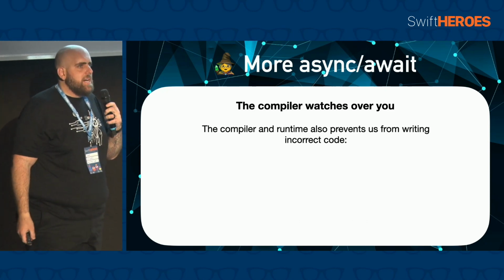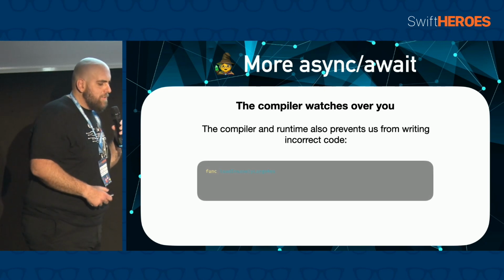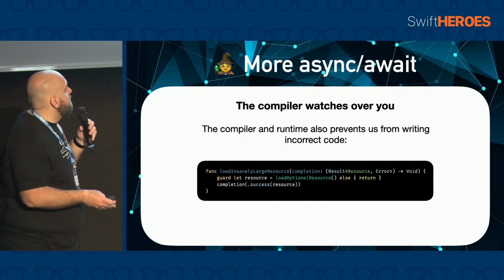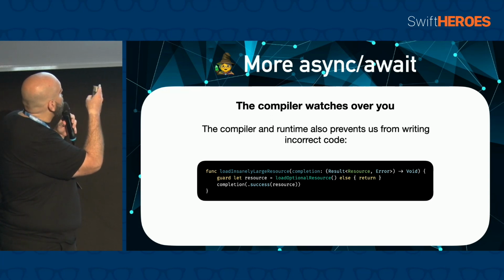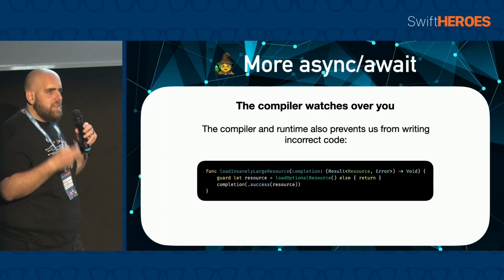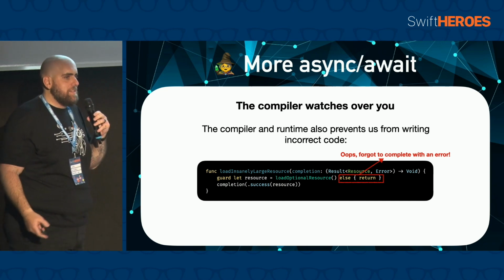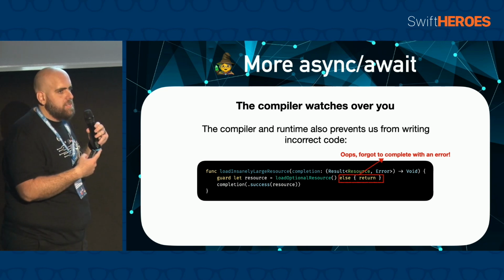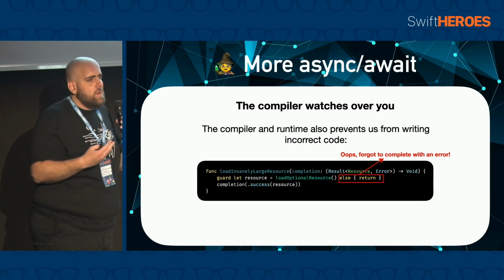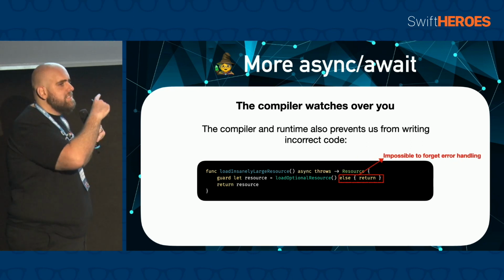Also, it gives the compiler some ability to watch over you and prevent you from making stupid mistakes. For example, this is a very common piece of code. We have this function that gets a completion handler, and it just fetches the resource and then completes with the success of that resource. But the keen eye of you might have noticed that I just put an else return here instinctively, and I didn't handle the error case here. So I didn't do a completion with failure in this case, and if something went wrong, no one is going to know about it. If I switch this function to an async function, this is impossible to do.